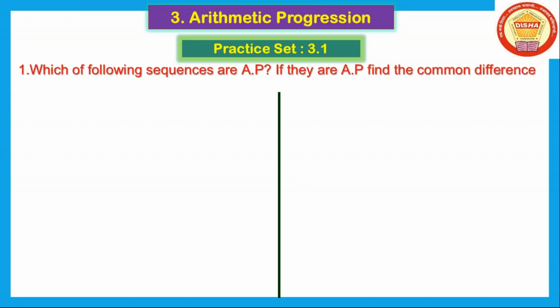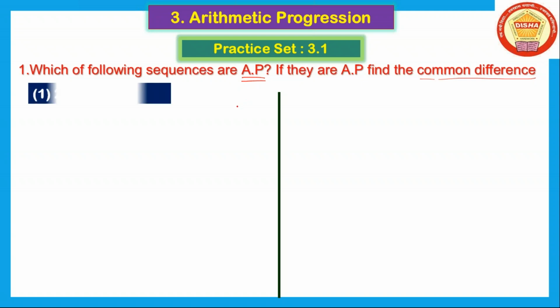See, what is the first question? Which of the following sequences are AP? If they are AP, then find the common difference. Means two questions are asked here. Such questions are asked in our board exam for 2 marks or it may be for 1 mark. First, we have to state whether the given sequence is an AP or not. And if it is an AP, then we find the common difference.